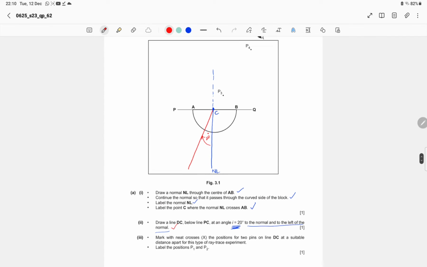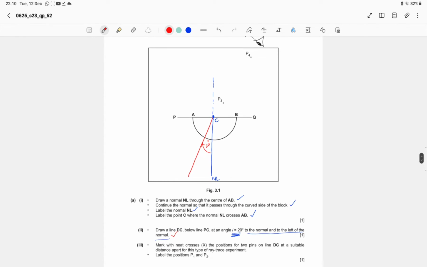Now moving to the next part, mark with neat crosses X the positions of two pins on the line DC. Okay, hold on, draw a line DC. So this is your D and this is C. Now you have to put two pins at a suitable distance apart on this ray of the experiment. Label the positions P1 and P2. So we can put this pin over here as P1, and another pin over here and mark it as P2. Okay, we are done with this.